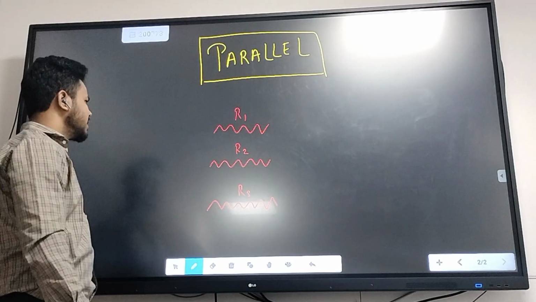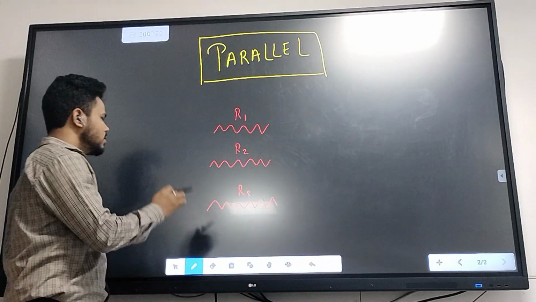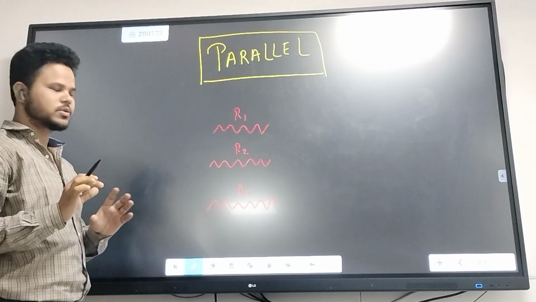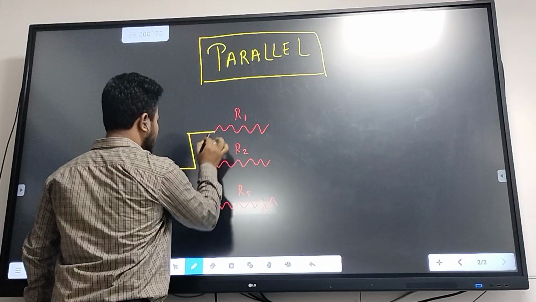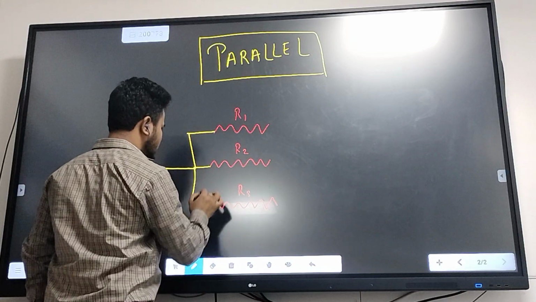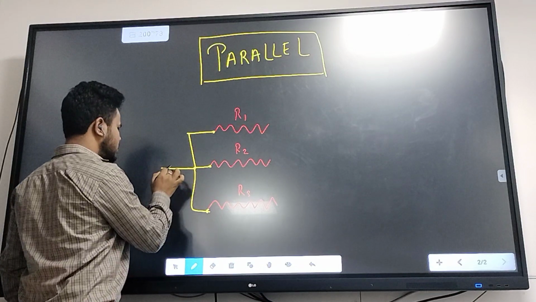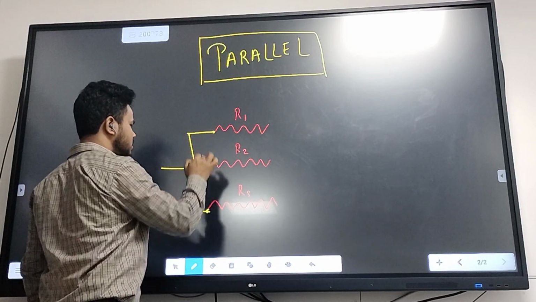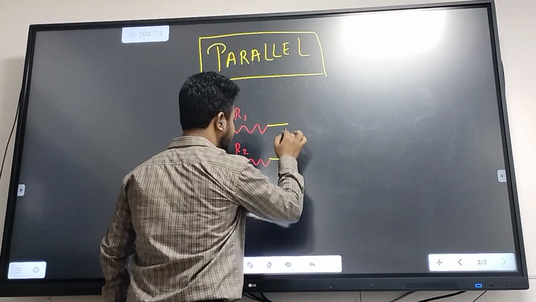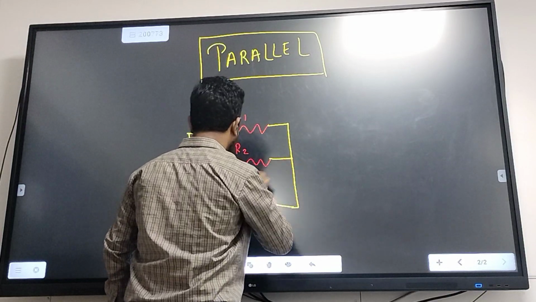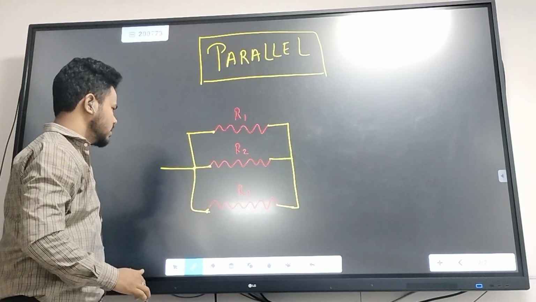And how do we connect them in parallel? To connect them in parallel, we connect the starting points of all the resistors to the same wire. So all three starts are connected through the same start, and all the ends are connected to the same wire. The start of all three resistors is connected to the same wire, and the end is also connected to the same wire.